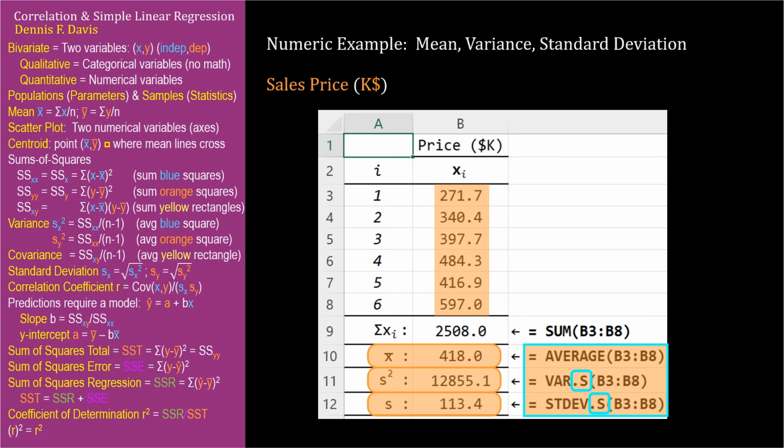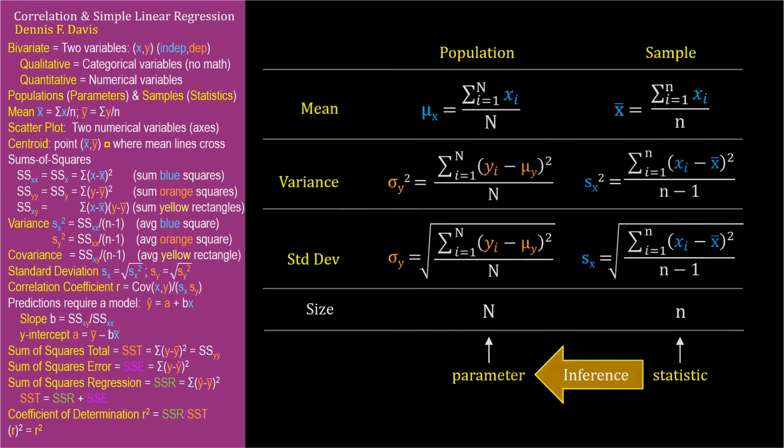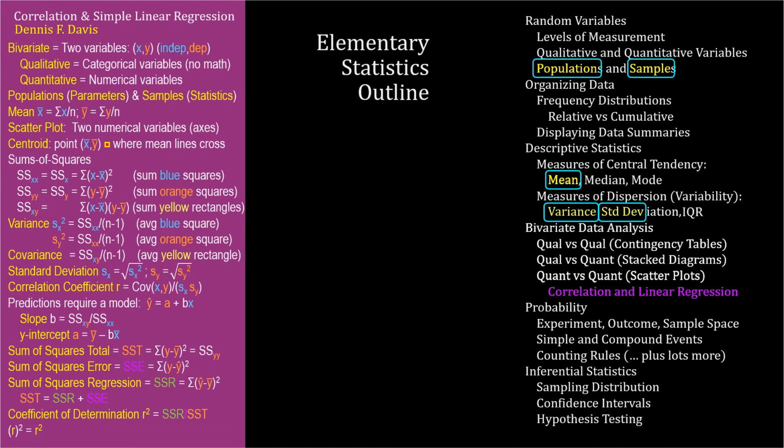In the unlikely event that you're working with data from an entire population, use var.p to return the population variance. Excel will divide the sum of squares by the population size, capital N, and won't subtract 1. Same with the standard deviation function. And one more reminder, if you are dealing with a population's data, then the symbols in row 10, 11, and 12 would be parameters mu, sigma squared, and sigma. And that's our review of populations, samples, mean, variance, and standard deviation.